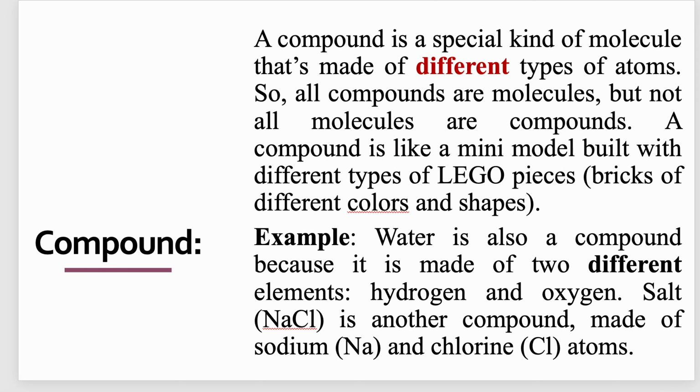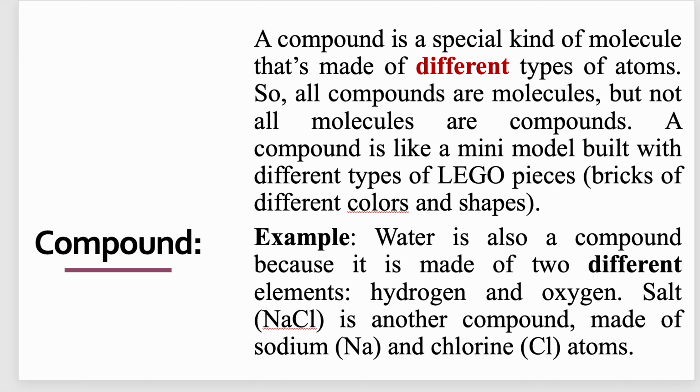What is a compound? A compound is basically a special kind of molecule that is made of different types of atoms. So all compounds are molecules, but not all molecules are compounds. Keep in mind that a compound is also a kind of molecule, but a compound is made up of different types of atoms, not from the same types of atoms.